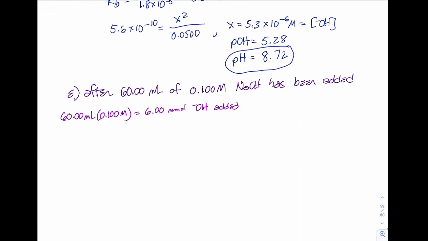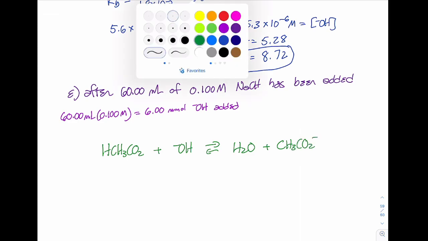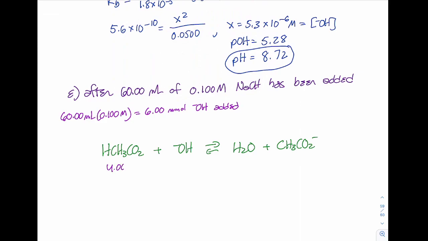We're going to write that neutralization reaction again. I'm going to plug in my number of millimoles. So we started out with 4. So far I've added 6 millimoles of my strong base. We can ignore water, and we started out with 0 of my acetate ions. And then we're always going to subtract the smaller number from the bigger. So this time 4 is my smaller number.